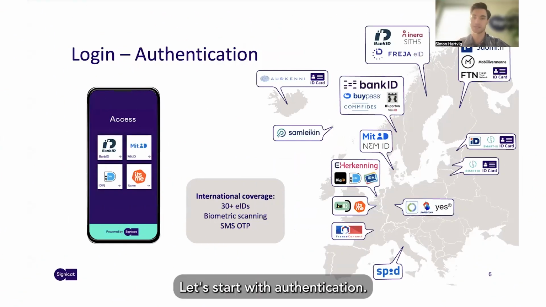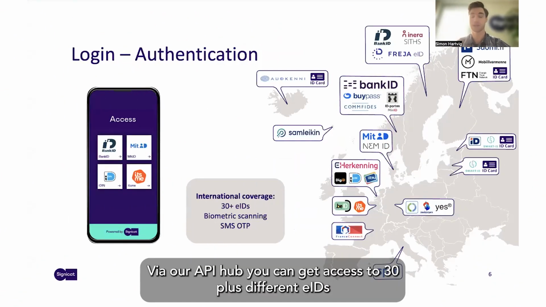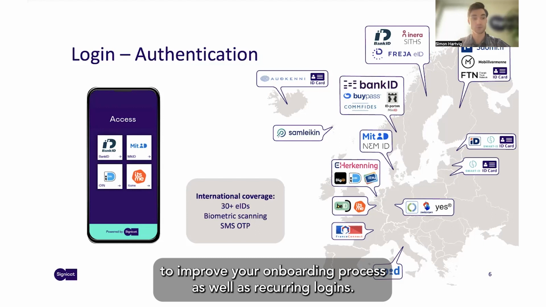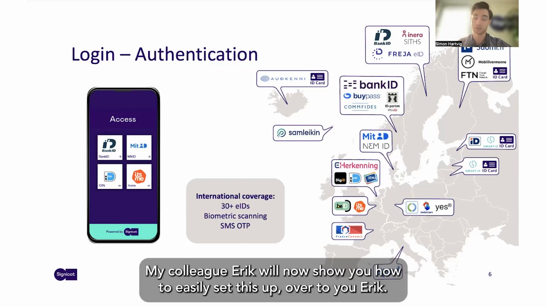Let's start with authentication. Via our API hub, you can get access to 30 plus different eIDs that can be easily integrated into your service to improve your onboarding process as well as recurring logins. My colleague Eric will now show you how easily this can be set up.